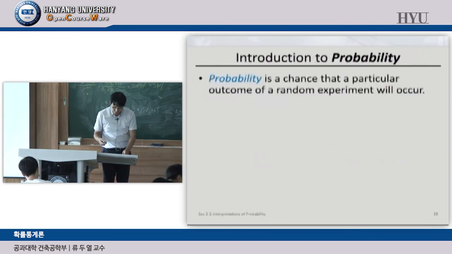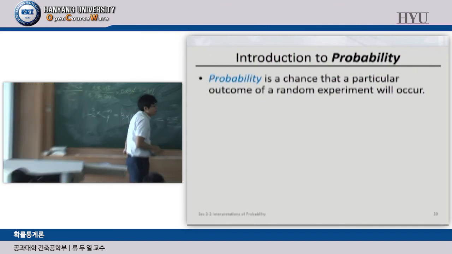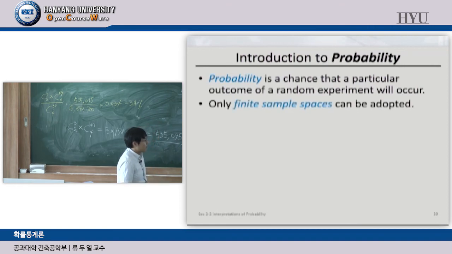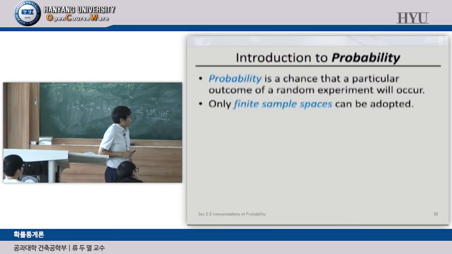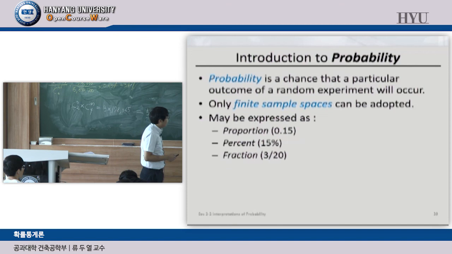And now I'm going to introduce probability. Probability is the chance that a particular outcome of a random experiment will occur. Only a finite sample space can be adopted to calculate the probability. And this can be expressed as a proportion, as shown here. For example, 0.15 or 0.5 or 0.25 and so on. And this also can be expressed as a percent, for example, 50%. And also, this can be expressed as a fraction, 1 divided by 10 or 3 divided by 20 and so on. So we have 3 options to express the probability.